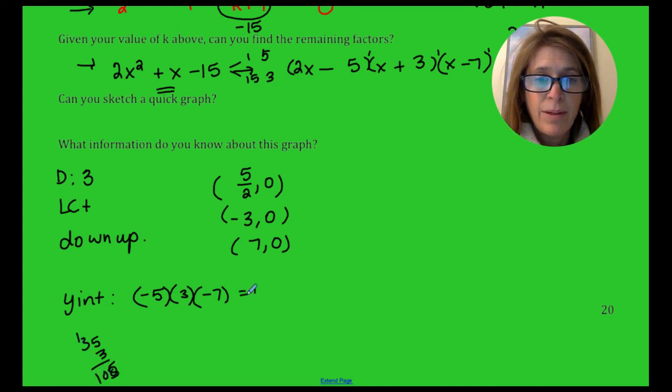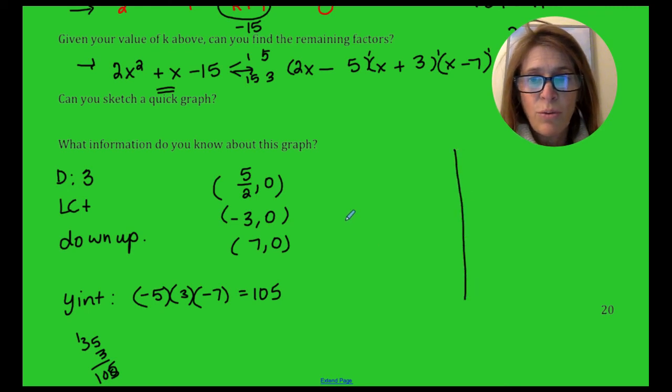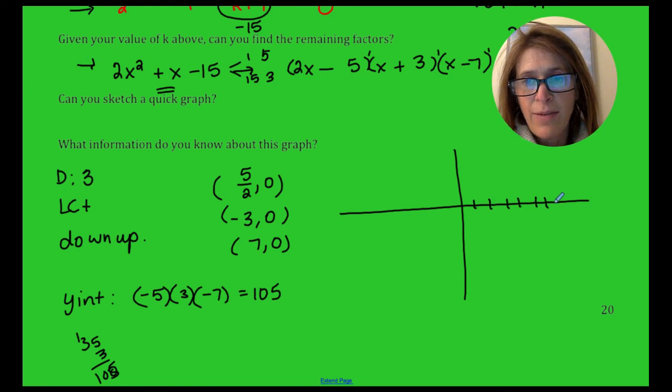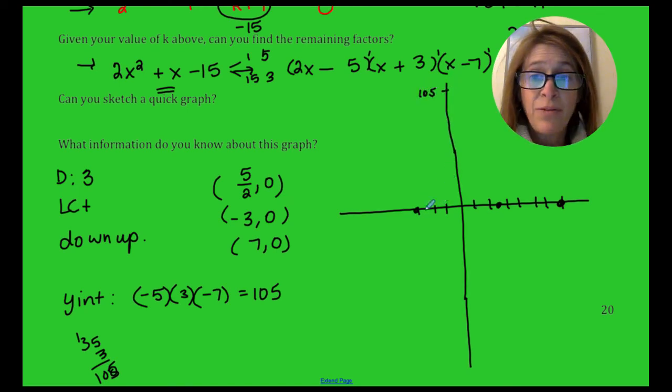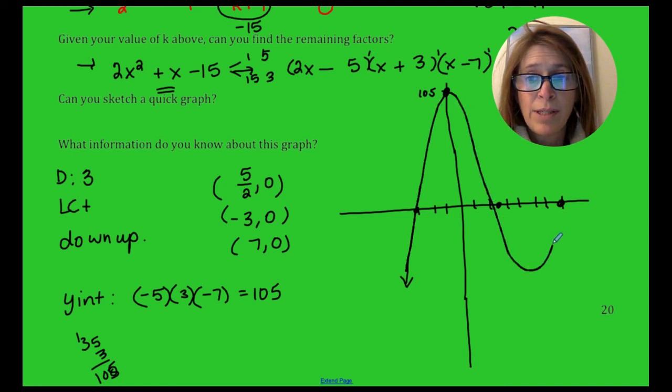Yep, 105. Okay, so if I were to sketch a quick graph here, I've got 1, 2, 3, 4, 5, 6, 7, 2.5. So right about there, and then negative 3. Then I've got this y-intercept way up on the top at 105. And yes, I could find points in between everything. I'm not going to for this example because I'm just doing a quick sketch. So down, they're all multiplicity of 1. I'm going to go up. I'm going to turn around. I'm going to go through. I'm going to turn around somewhere, and I'm going to go up. And there's my polynomial.